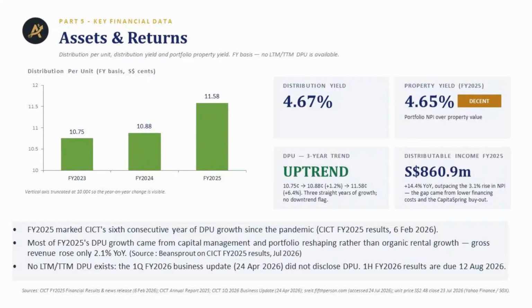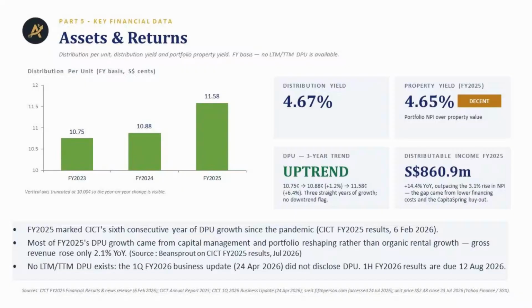And, contextualizing this against their broader history, FY 2025 actually marked the 6th consecutive year of DPU growth since the pandemic. Okay, but here's where I want to push back on that growth, and this ties back to the question I asked at the top of the show. Yeah. We need to analyze the exact drivers of that DPU growth, because when you cross-reference this with the income statement, there's a massive discrepancy in the growth rates.